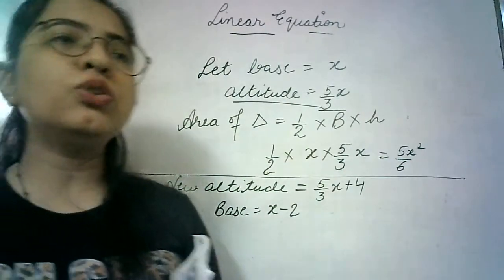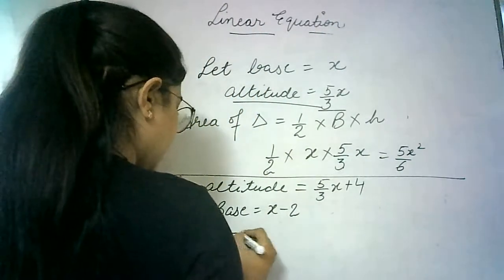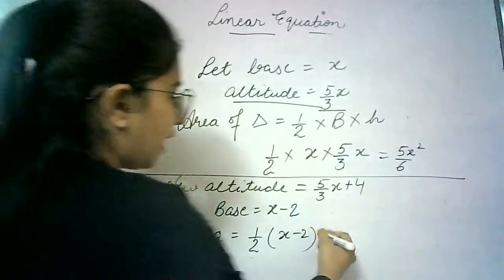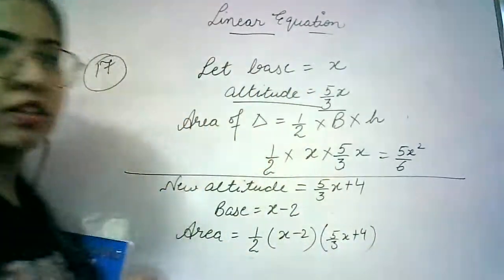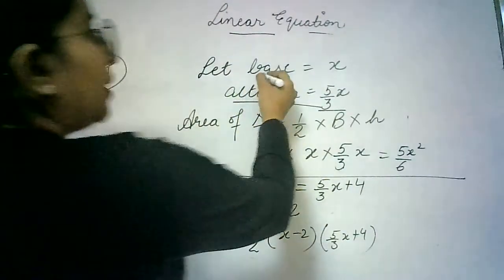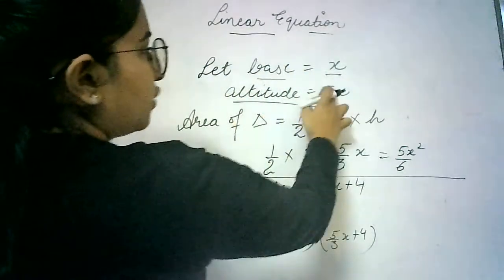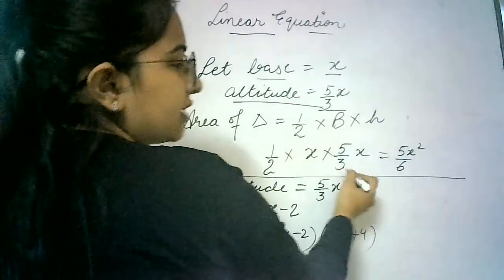Half into base into height, right? So area will be half into base, which is x minus 2, and height is 5 by 3 x plus 4. Students, first of all, base is given. You have to take, let base be x. Altitude is given, that is 5 by 3 of base, that is 5 by 3x. So the area will be half into base into height.